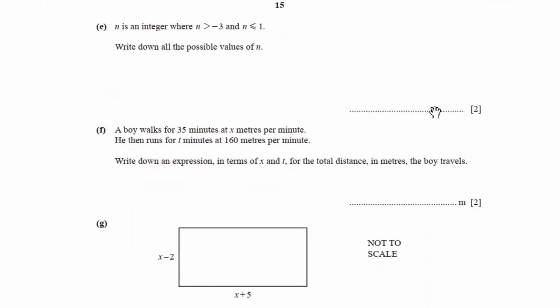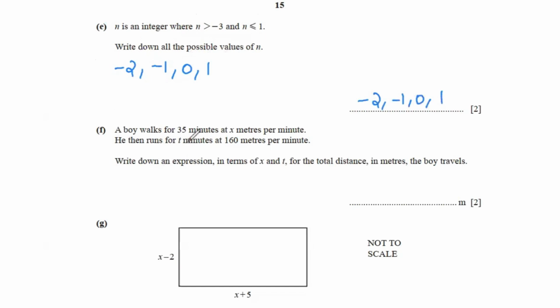Part E says n is an integer where n is greater than negative 3 and n is less than or equal to 1. Write down all the possible values of n. So it's greater than negative 3, that means it's going to be negative 2, negative 1, 0, and 1. We stop at 1 because 1 is included in the range, whereas negative 3 wasn't included, so that's why we went ahead of negative 3. So these are your possible values of n.